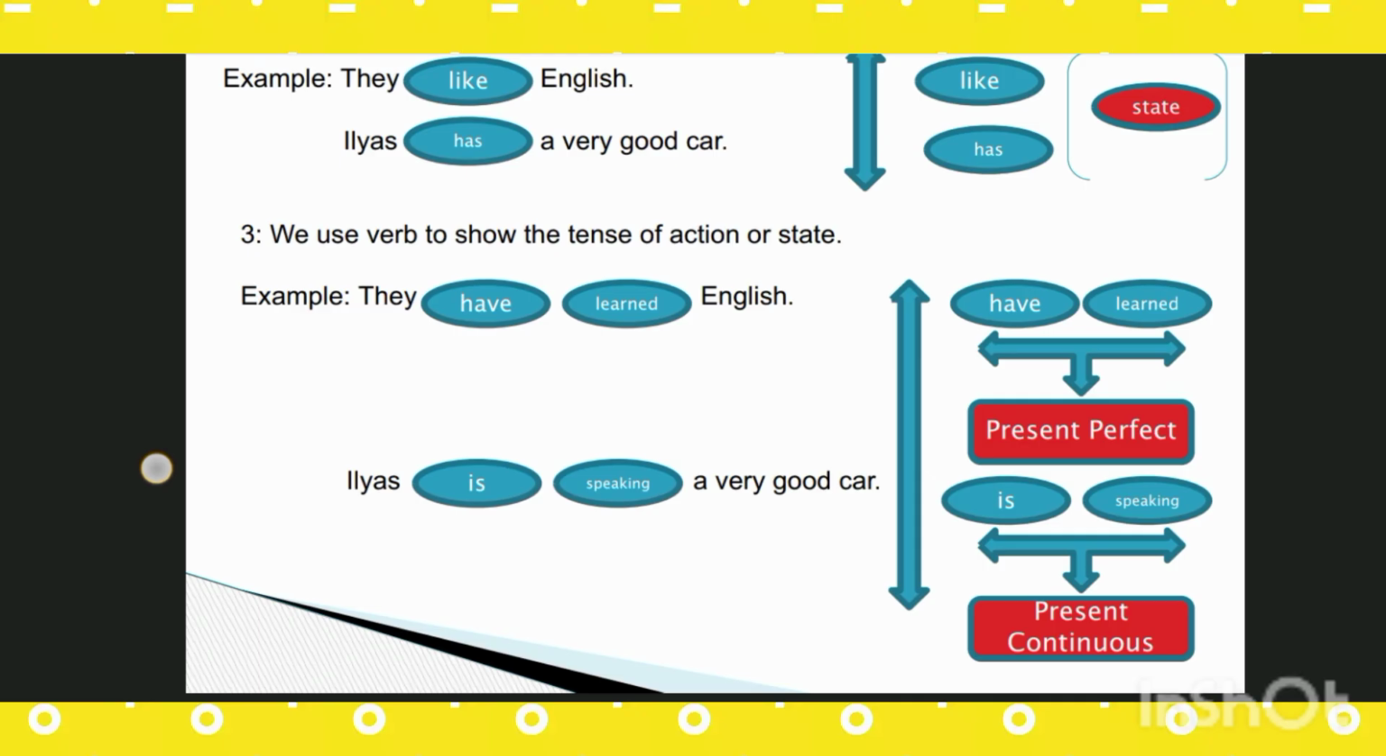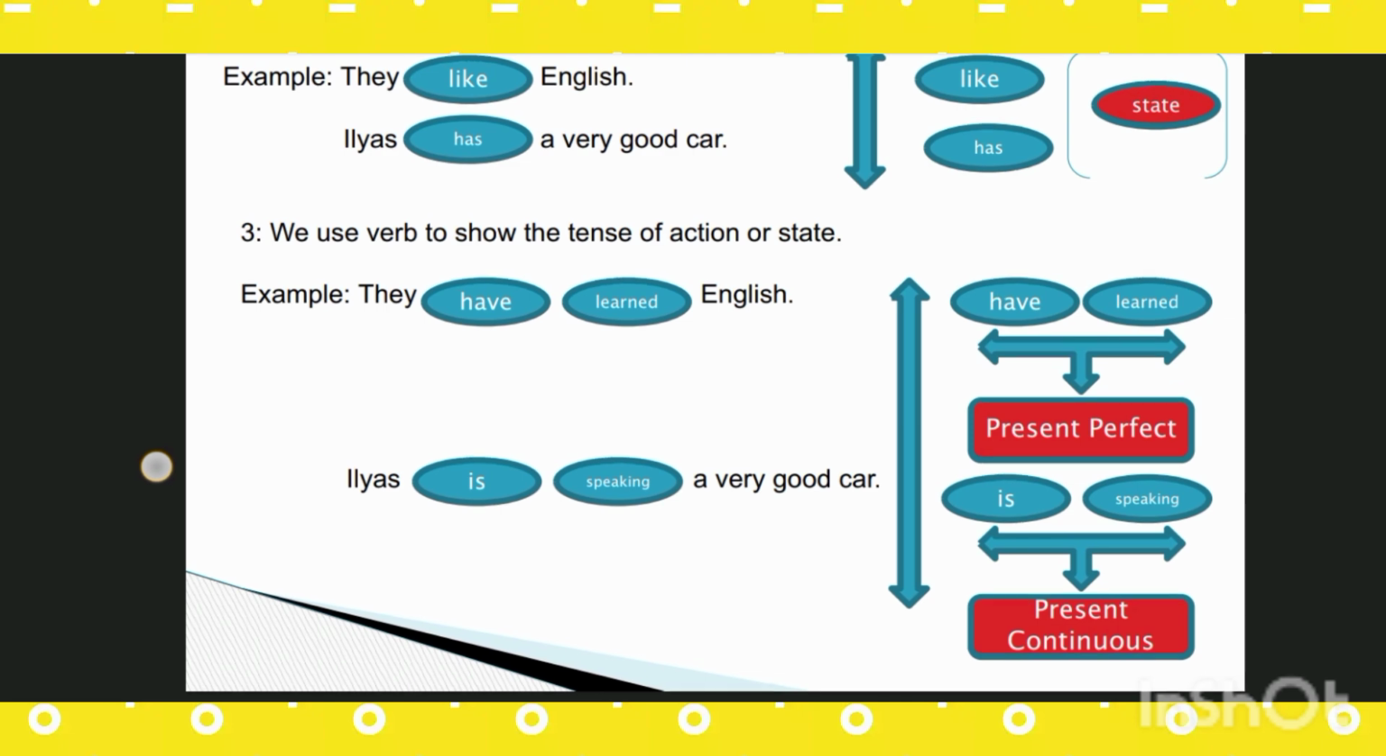But in the second example, Ilyas is speaking a very good car. Ilyas is speak a very good car. Is and speak. What does this mean in this sentence? We have to see and clarify, because I want to make a chart so you all can easily understand. If you are looking, it's very important. मैंने इसलिए ये चार्ट बनाया है क्योंकि आप इजीली इसको देख सके, आप इजीली इसको अंडरस्टैंड करो.